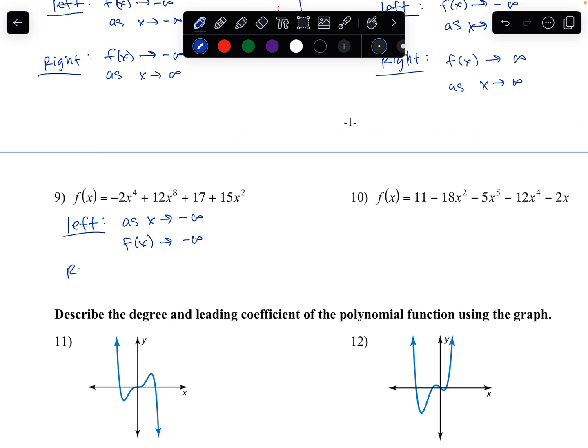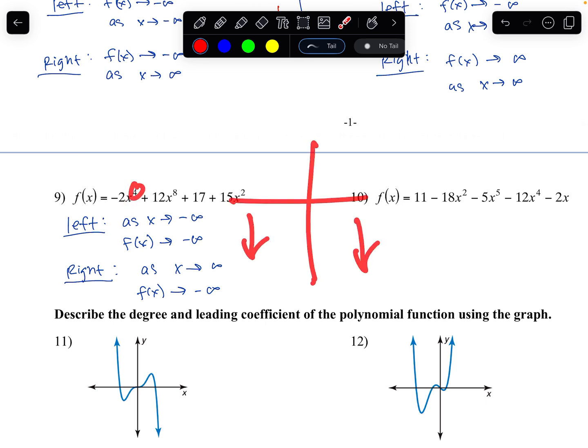And on the right side, as x is approaching, since we're on the right, that's going to be positive infinity, and f of x is going to approach negative infinity. So with a negative leading coefficient and an even degree, both ends are going to go down on the graph, on the left and on the right.